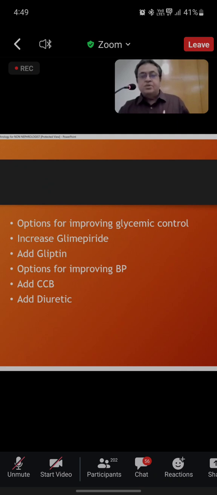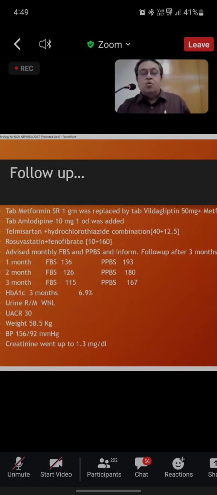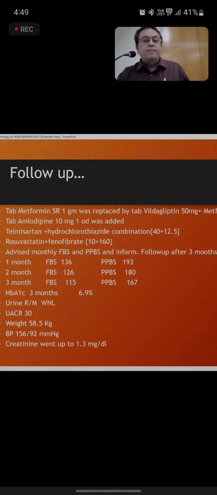And finally, the prescription given was that the oral hypoglycemic drugs were changed to vildagliptin with metformin. Amlodipine was added as an antihypertensive. Telmisartan 80 mg was omitted, but it was converted into telmisartan with hydrochlorothiazide, because probably a diuretic would help control the hypertension by salt loss. For her abnormal lipid profile, rosuvastatin with fenofibrate was given.